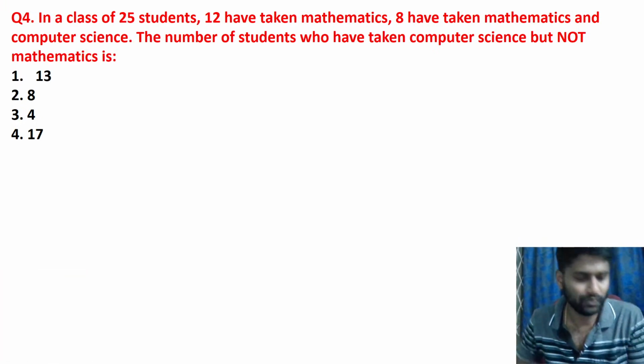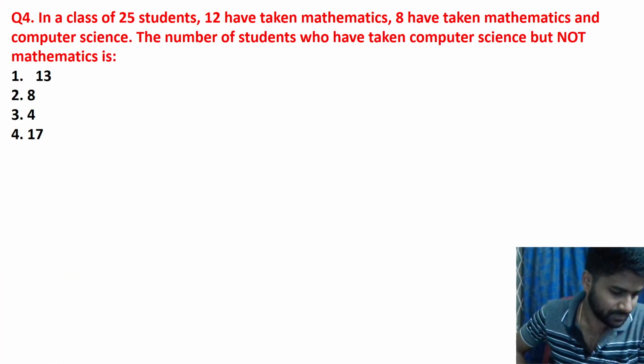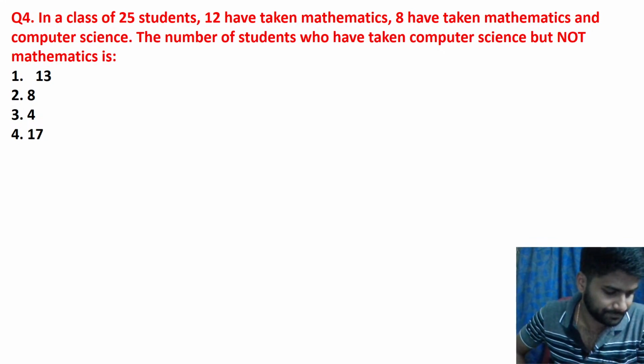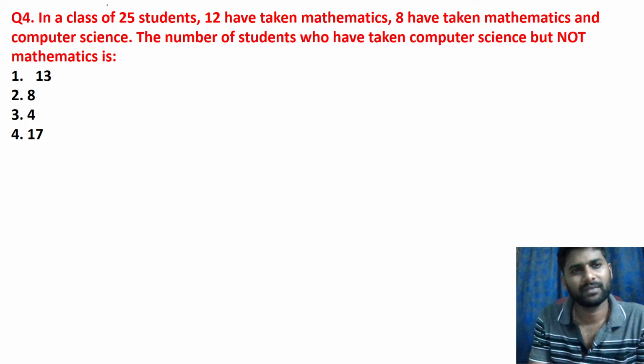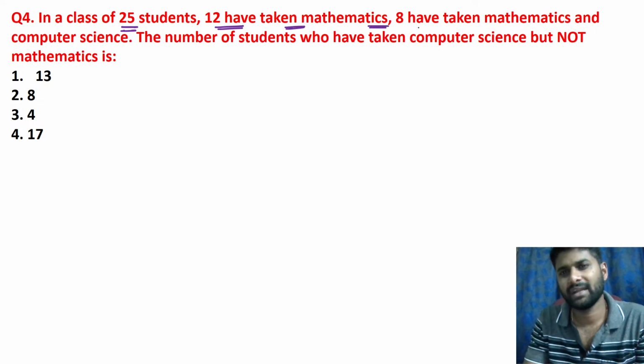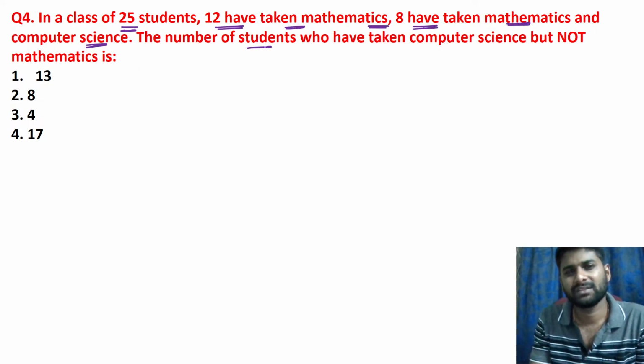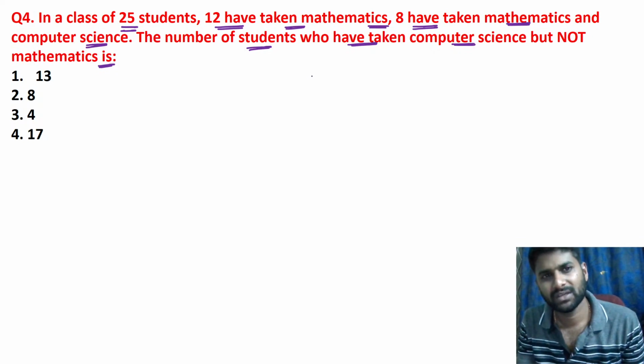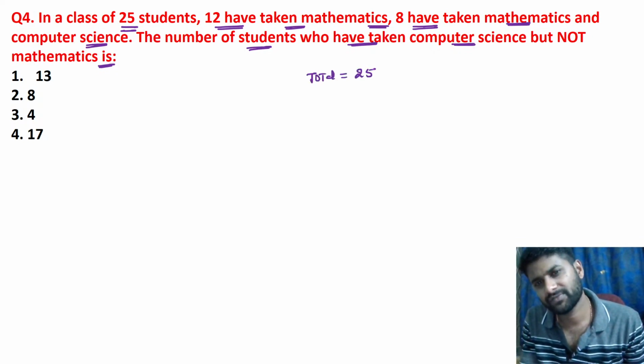The question number 4. See, in a class of 25 students, 12 students have taken mathematics and 8 have taken mathematics and computer science. Find the number of students who have taken computer science but not mathematics. See here the information. We have the total number of students, 25.